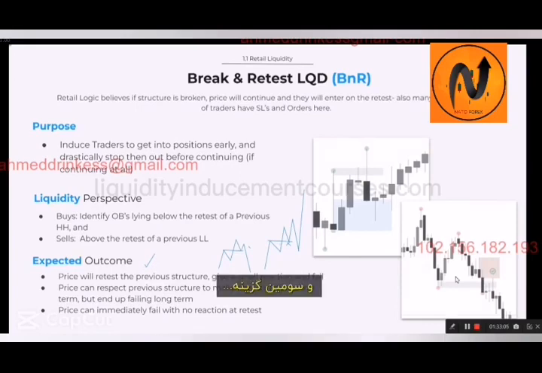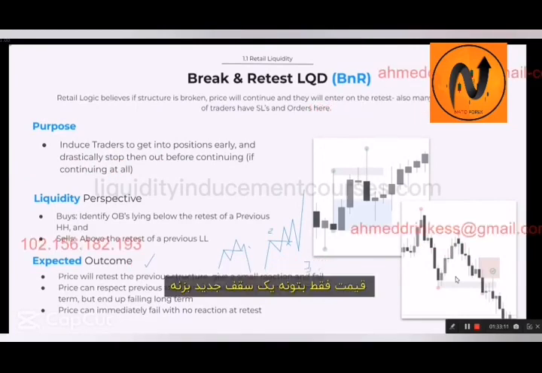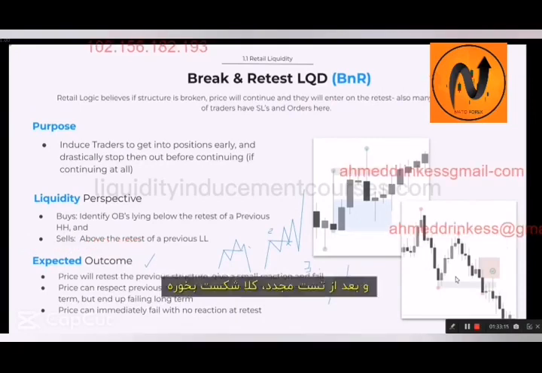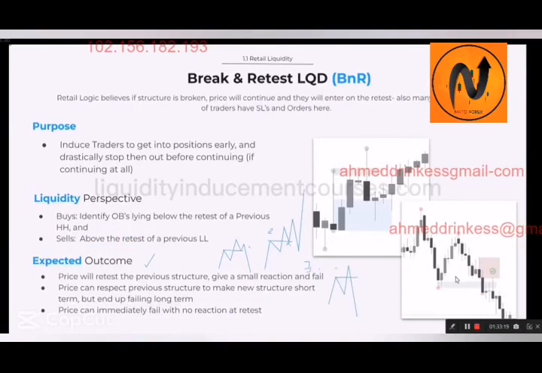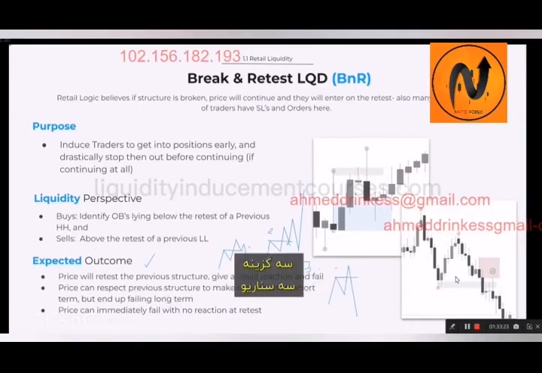And then the third option, this is the second one. The third option here is price can just break a new high and it could just completely fail after the retest. Those are the only three things that will ever happen with a break and retest. Three options, three scenarios.